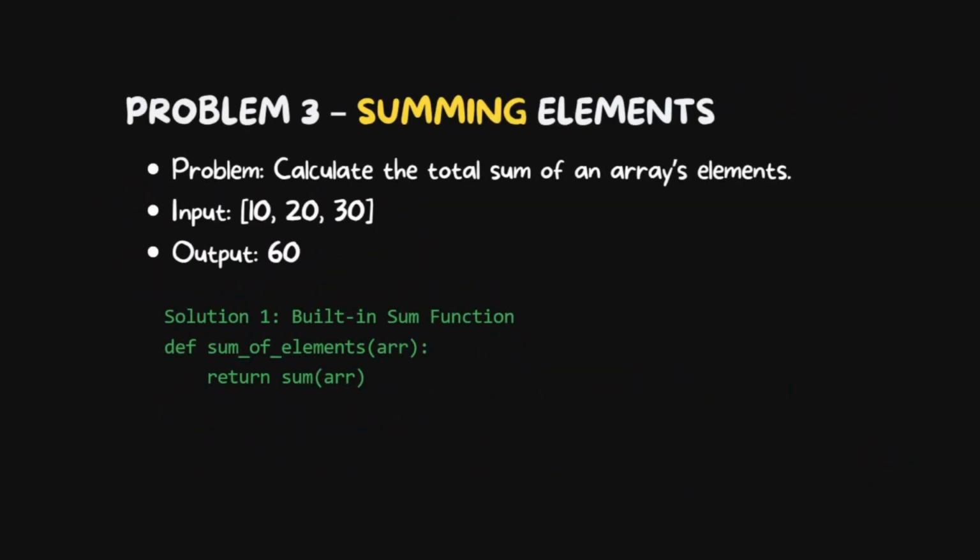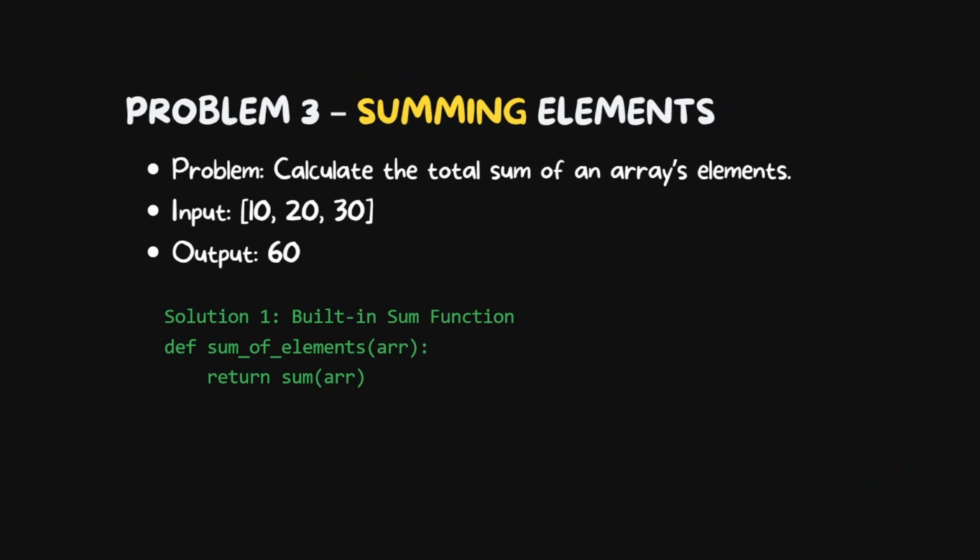Our third problem is to calculate the total sum of all elements in an array. For example, if the input is 10, 20, and 30, the output should be 60, since the sum of 10, 20, and 30 is 60. This is useful when you need to compute totals like summing up expenses or calculating the overall score of a game. The first solution is by using the sum function.